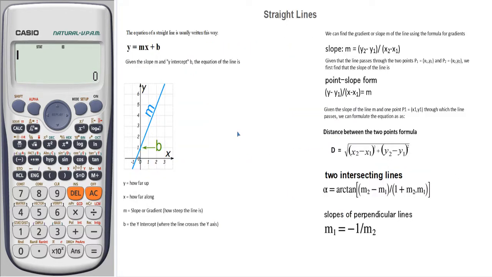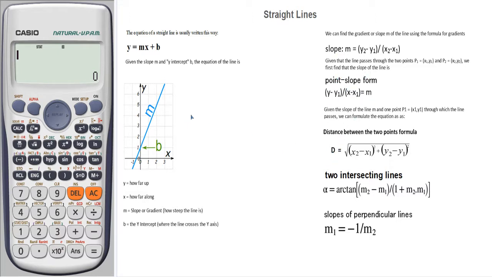So the first thing is a straight line. The equation for a straight line is y = mx + b. M is the gradient, otherwise called the slope, and b is the y-intercept. To find the gradient of a line having two points, as we normally know, it is rise over run, so it's y2 minus y1 divided by x2 minus x1, and that will give you the gradient, or otherwise called the slope.